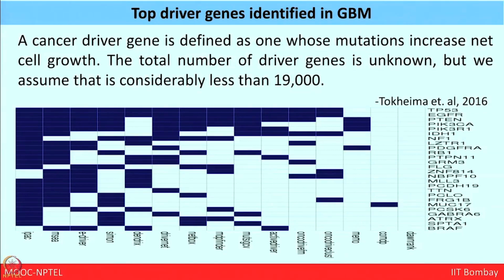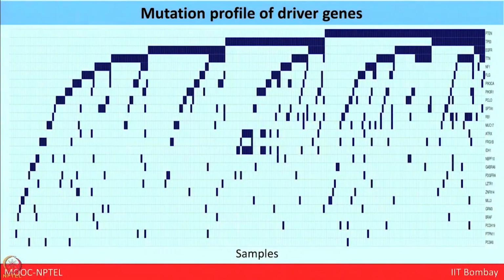In 2016. So, from the DriverDB repository you can see the top driver genes include TP53, EGFR, PTEN, and we all know how these hallmark driver genes are important in glioblastoma tumorigenesis. Here is the mutation profile of those driver genes, where the top driver genes are PTEN, TP53, EGFR, and we can see the mutational profile in terms of samples, which is on the x axis.